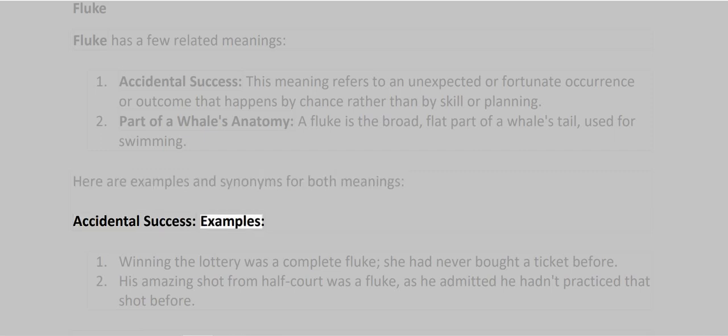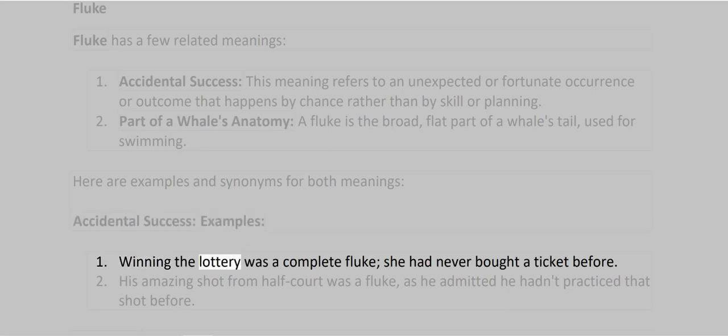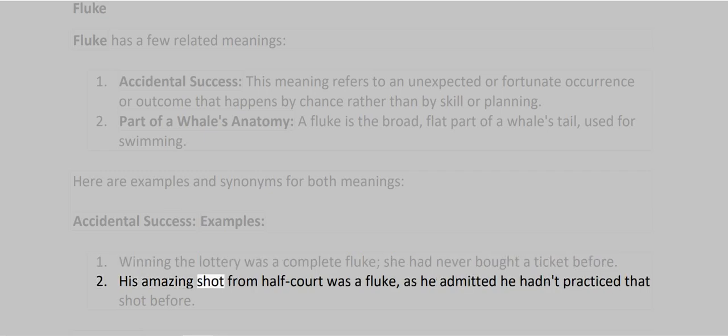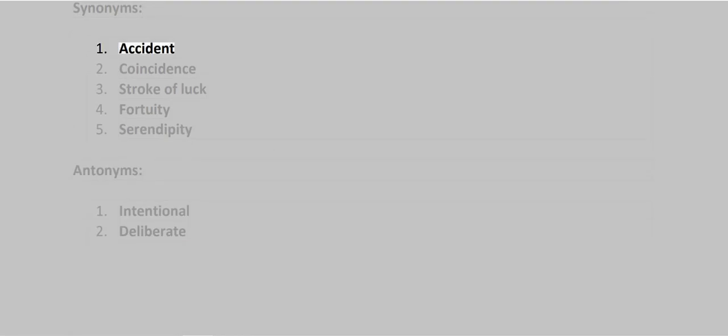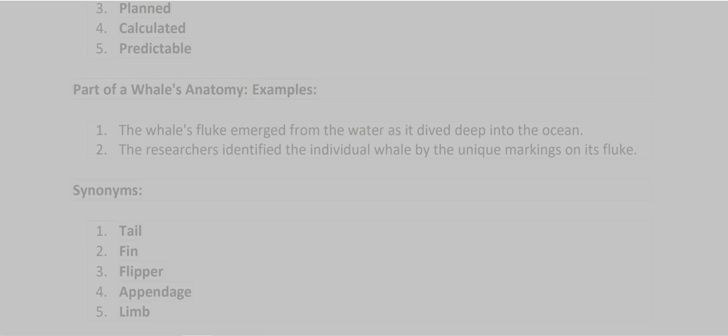Accidental success. Examples. 1. Winning the lottery was a complete fluke. She had never bought a ticket before. 2. His amazing shot from half court was a fluke, as he admitted he hadn't practiced that shot before. Synonyms. 1. Accident. 2. Coincidence. 3. Stroke of luck. 4. Fortuity. 5. Serendipity. Antonyms. 1. Intentional. 2. Deliberate. 3. Planned. 4. Calculated. 5. Predictable.